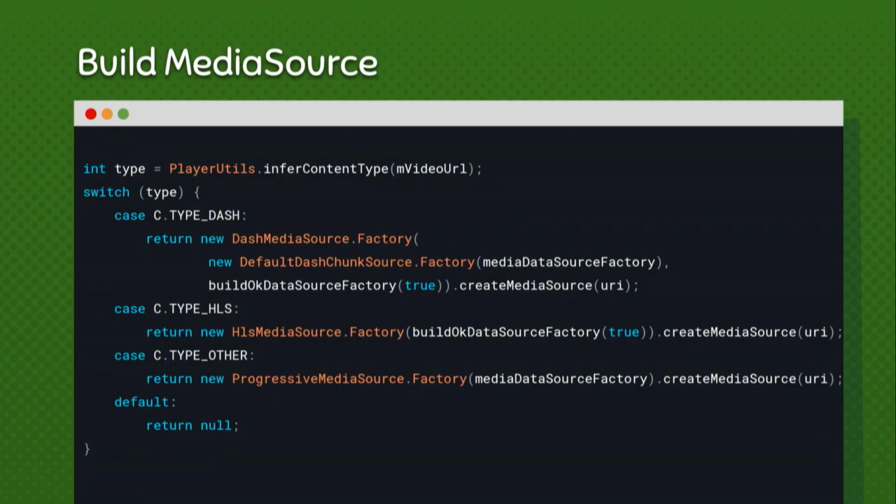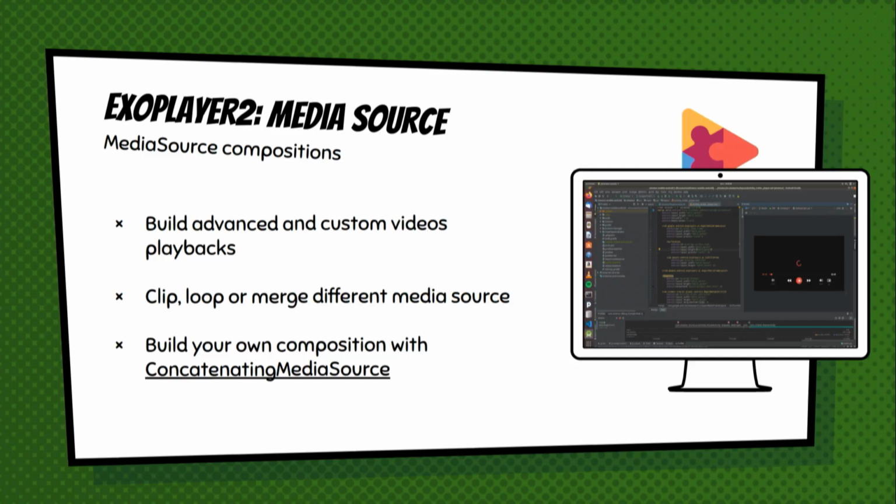So this is an example of what you can do inside your player to build the media source. It depends on the video type. So if it's a DASH video, you inject your DASH media source. The same for HLS, and then as a fallback, you can go through a progressive media source.